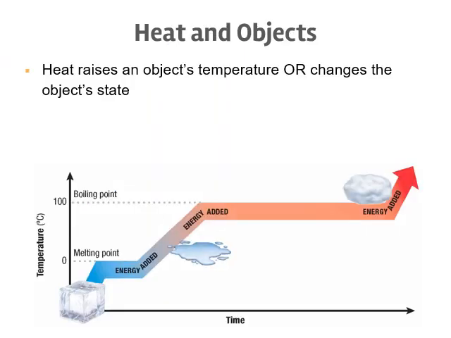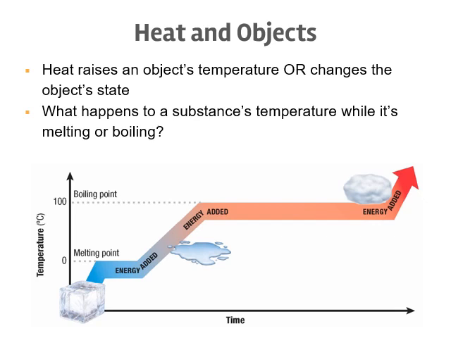The last thing I want to talk about today is what we call a heating curve. When we add heat to something, it's going to raise the object's temperature or it's going to change the object's state. And so we need to talk about what happens with a substance's temperature while it's melting or boiling. Here is a classic example. We use something like water, typically always when you see these. We're going to start out down here at freezing. So we have an ice cube. It's of course frozen.